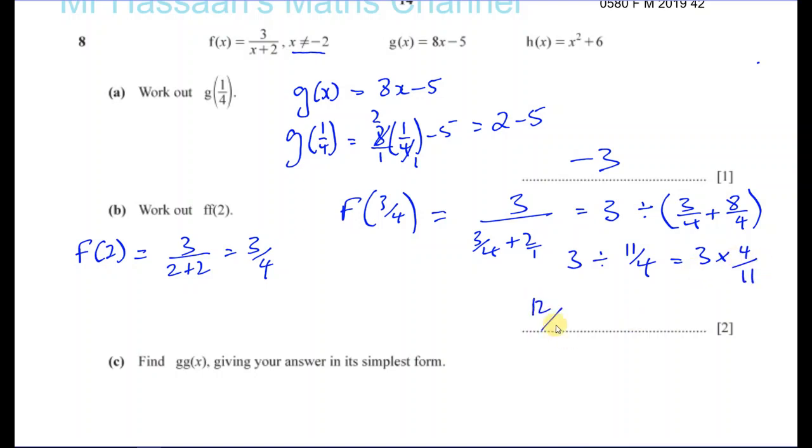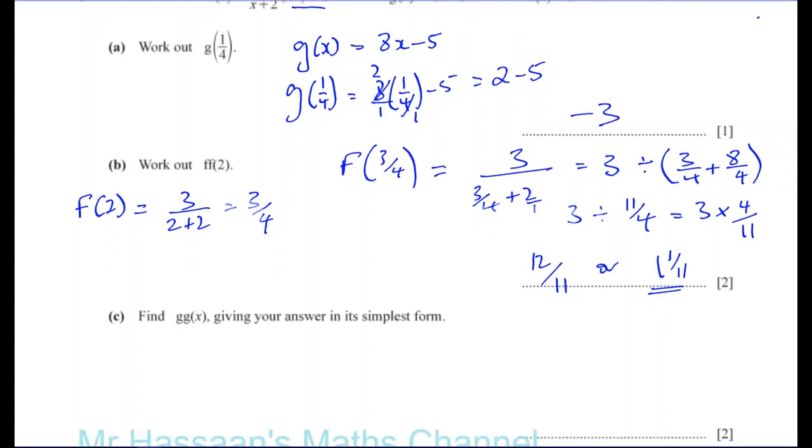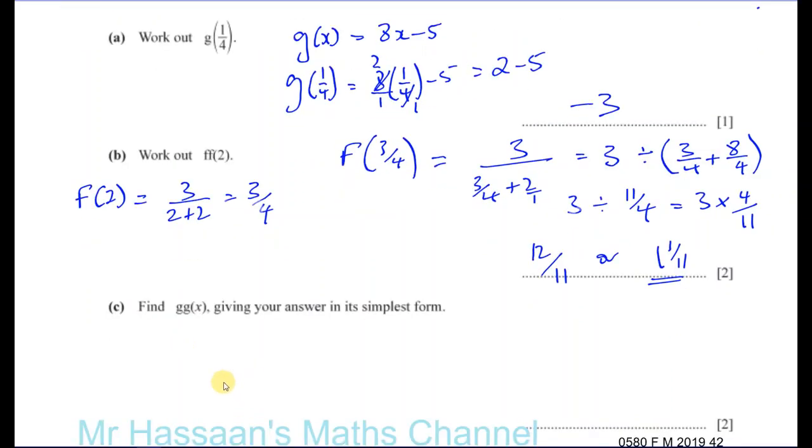You can write your answer as 12 over 11, or if you want, you can say that's 1 and 1 over 11. Both of them are perfectly acceptable. So that's how you work out a function like this. It's called a composite function, where you find what f2 is, and then you put it back into the original function. Okay, in the second part C, you've got g of x, which I'll write down.